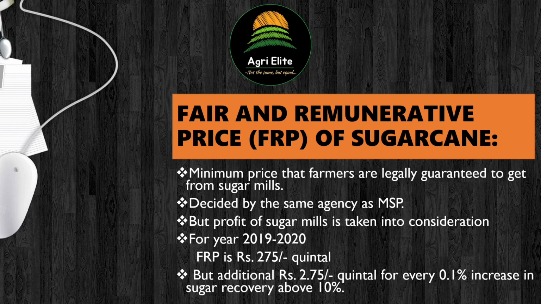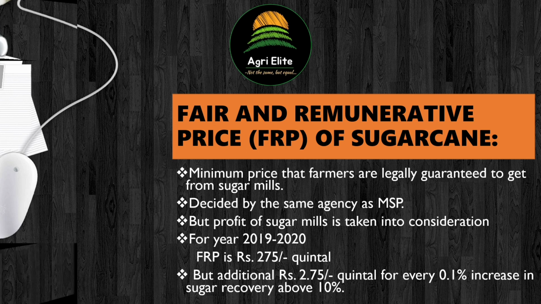जैसे कि 10% से अगर 10.1 हो गया तो जो उसको ₹275 मिलना था, दैट विल बी ₹277.75 per quintal. Okay, what am I trying to say is, for every 0.1% increase in sugar recovery above 10%, rupees 2.75 per quintal will be additionally given to the farmer by the sugar mills, other than that rupees 275 per quintal. I hope it is clear to all of you.